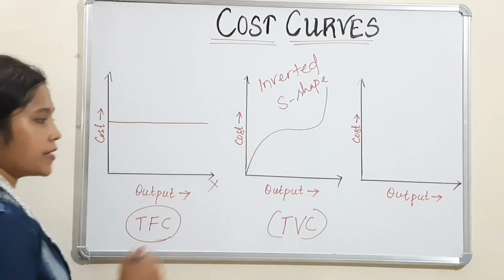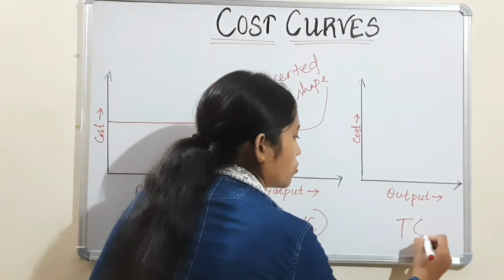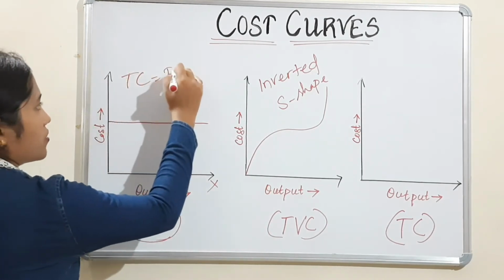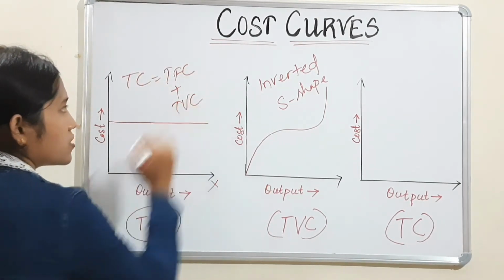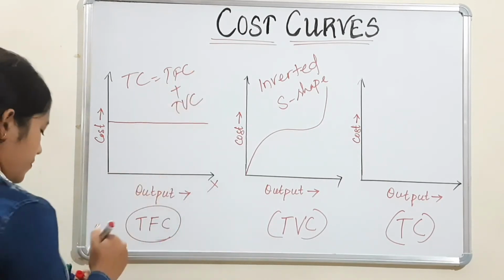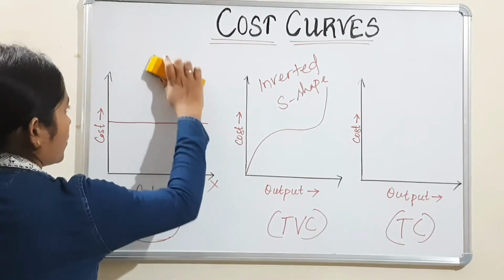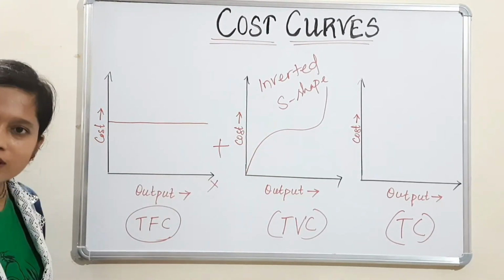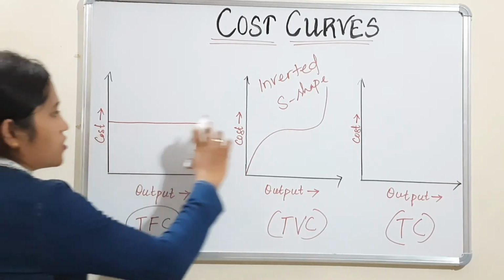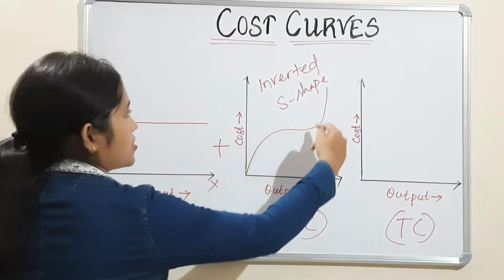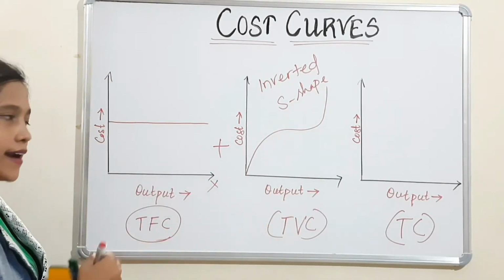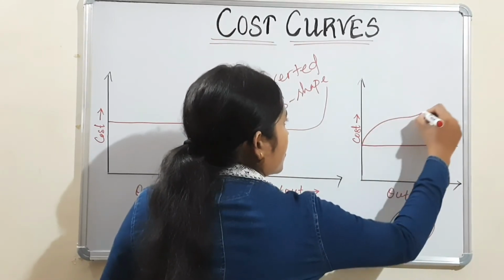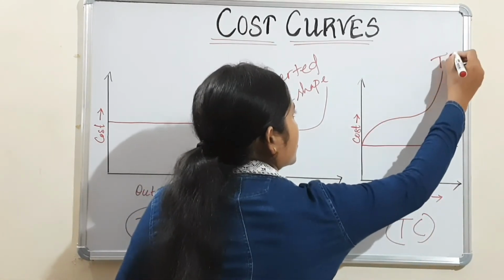Now we will see how we can show the total cost graphically. Total cost is total fixed cost plus total variable cost. Yes or no? That means if we join these two graphs, we can get the graph of total cost. Total fixed cost is a straight line, total variable cost is an inverted S shape. Now we have to join them. So how will the graph of total cost look? See, this is total cost.